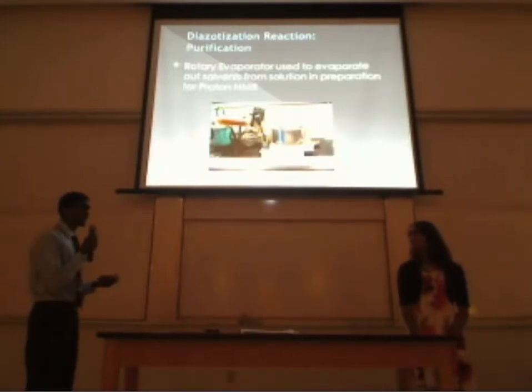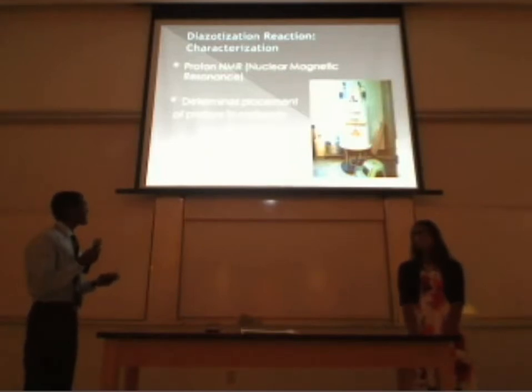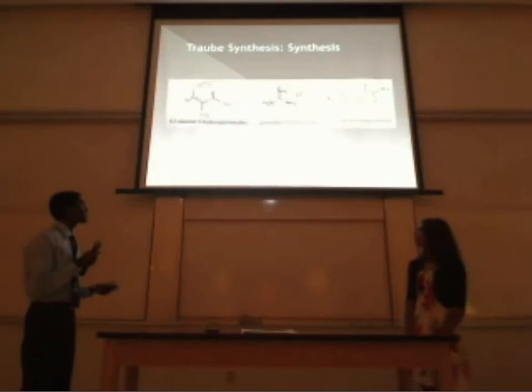Next, we used our rotary evaporator to remove the diluent in our solution. And then for our final method of characterization, we used proton NMR, nuclear magnetic resonance, which determines the placement of protons in our molecule to finally characterize it. And each compound, like glass, has different spectra.